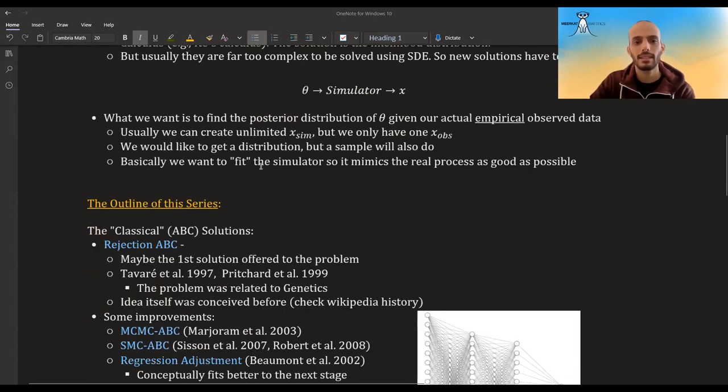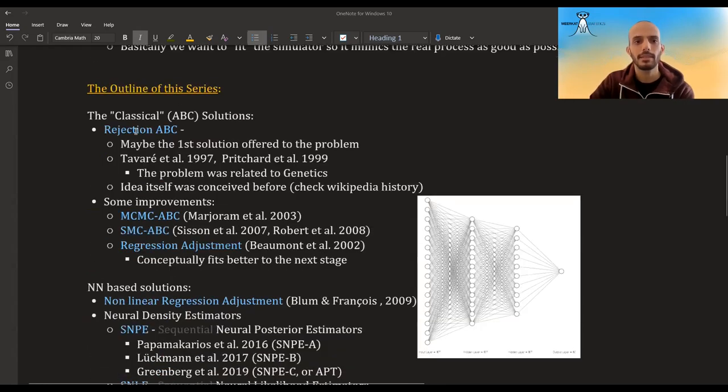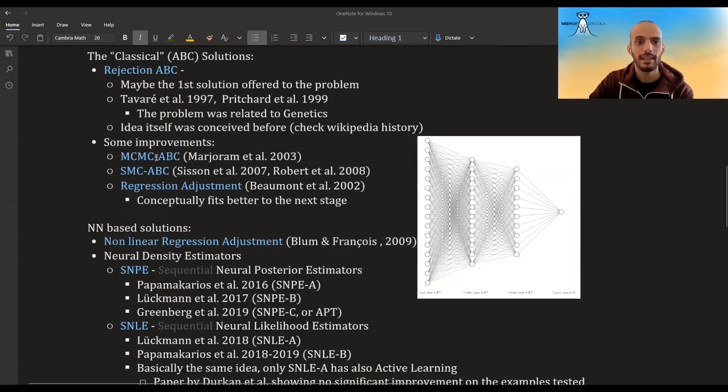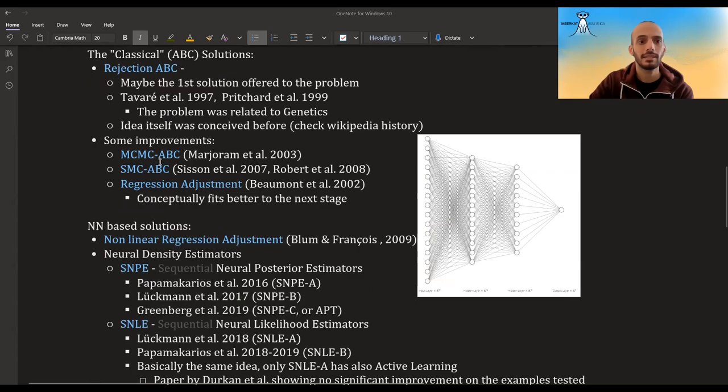So let's talk about the outline of this series. We will start with the classical ABC solutions, starting with rejection ABC, which was the first solution offered. It came from a problem in genetics, but the idea itself seems to have been conceived before. You should check the Wikipedia history page about it if you're interested. And then we'll talk about some improvements to it: MCMC ABC, sequential Monte Carlo ABC.